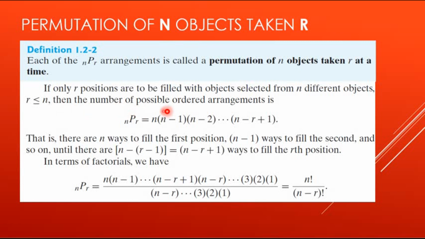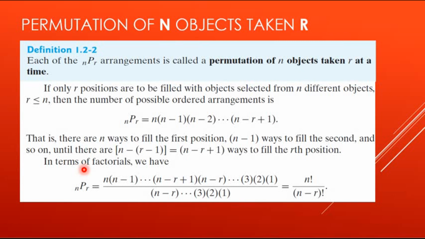Then the number of possible ordered arrangements is nPr equal n times n minus 1 times n minus 2, and so on, to n minus r plus 1. That is, there are n ways to fill the first position, n minus 1 ways to fill the second, and so on, until there are n minus (r minus 1) equal n minus r plus 1 ways to fill the r-th position.